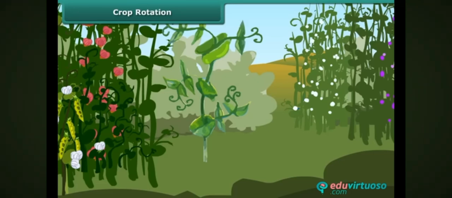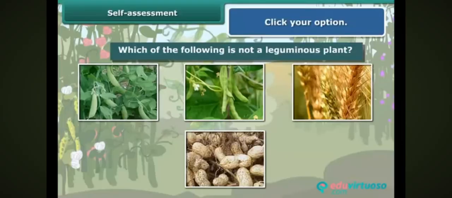production increases. Friends, can you tell me which of the following is not a leguminous plant? Click your option.